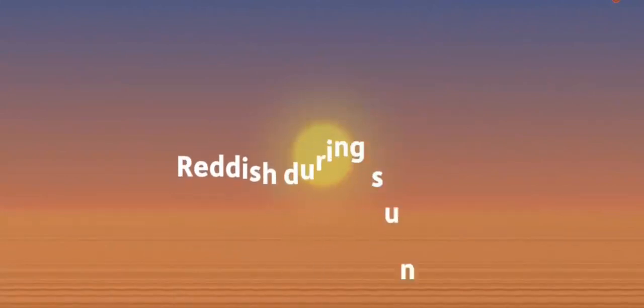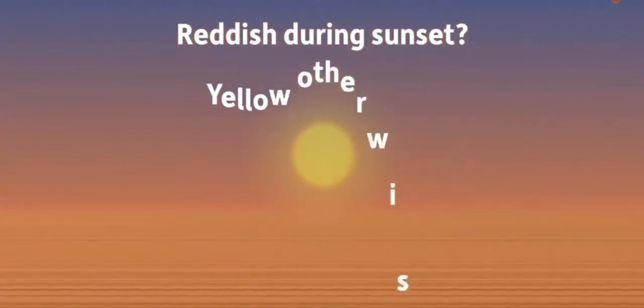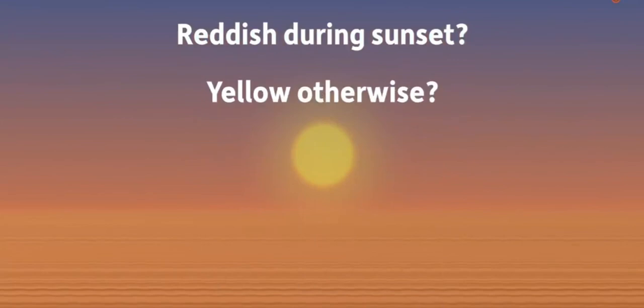There's one last question we need to answer. Why does the sun appear reddish during sunset and yellow otherwise? We will see that in our next lesson.